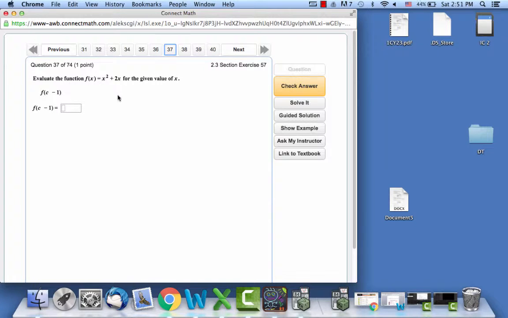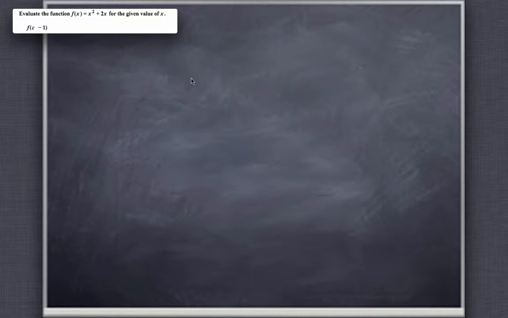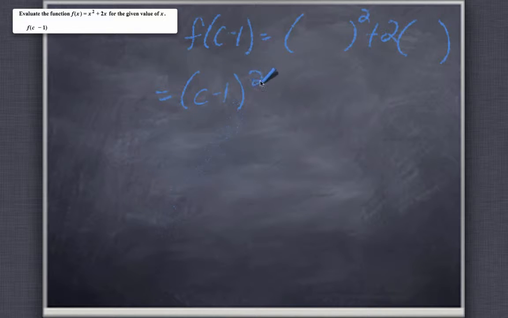37. Okay, so this one's a little more complicated. So let me give us some space to work here. Okay, so I'm still going to put just c minus 1 wherever x was, just like I would if it was 7. So f of c minus 1 equals whatever's in the parentheses squared plus 2 times whatever's in the parentheses, because that's what f does to x. It squares it and then it adds 2 of it. So c minus 1 squared plus 2 times c minus 1.